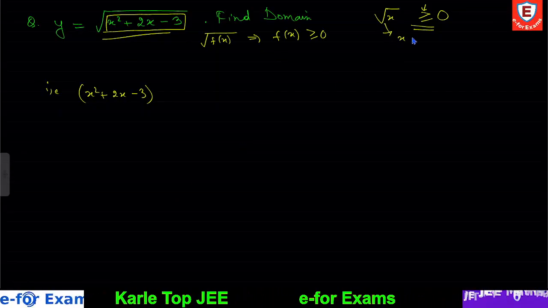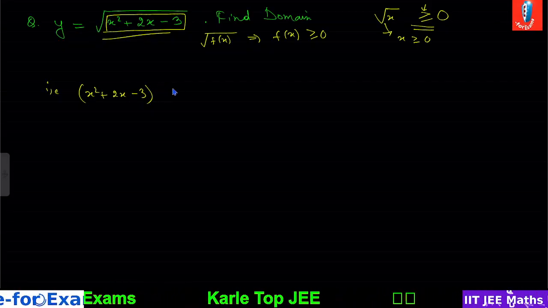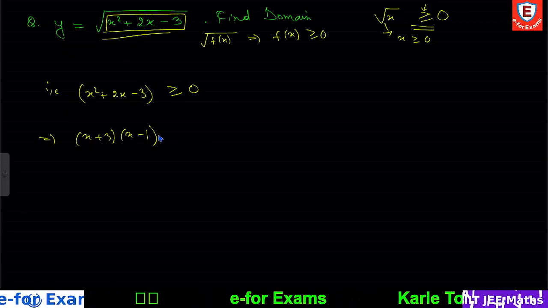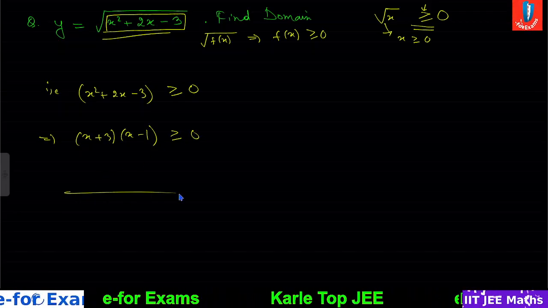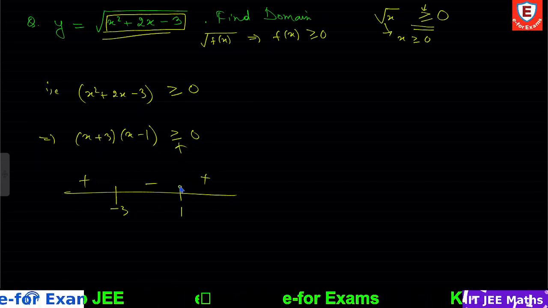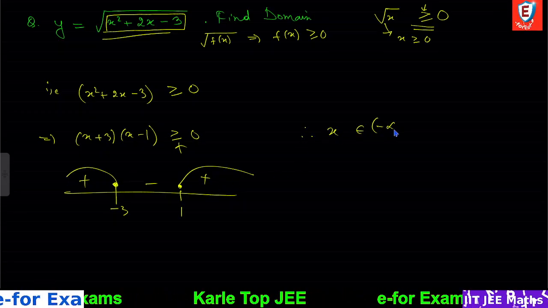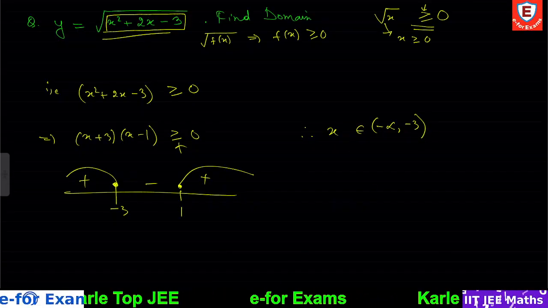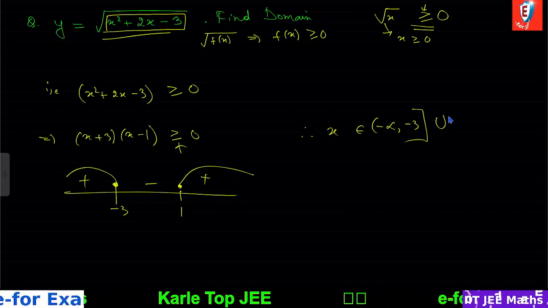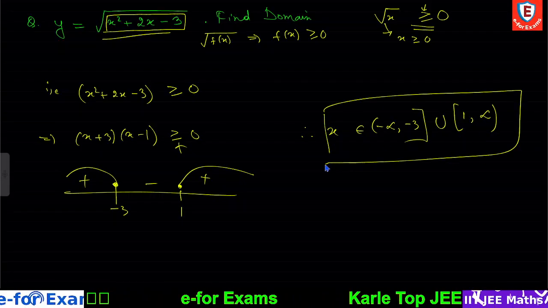Root over x is defined only when x is greater than or equal to 0, right? So the thing inside the root should be greater than or equal to 0. From here you can solve: x plus 3, x minus 1, greater than or equal to 0, right? So plot it on the number line at minus 3 and 1, plus minus plus. This is greater than or equal to 0, so it will be the plus interval. Therefore, x belongs to minus infinity to minus 3, including minus 3 so a closed bracket, union 1 to infinity, 1 comma infinity. This is the final solution.